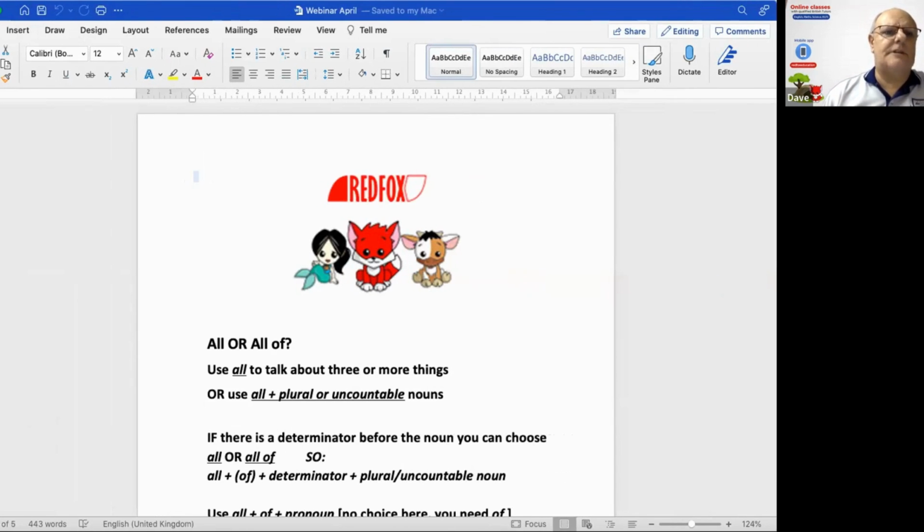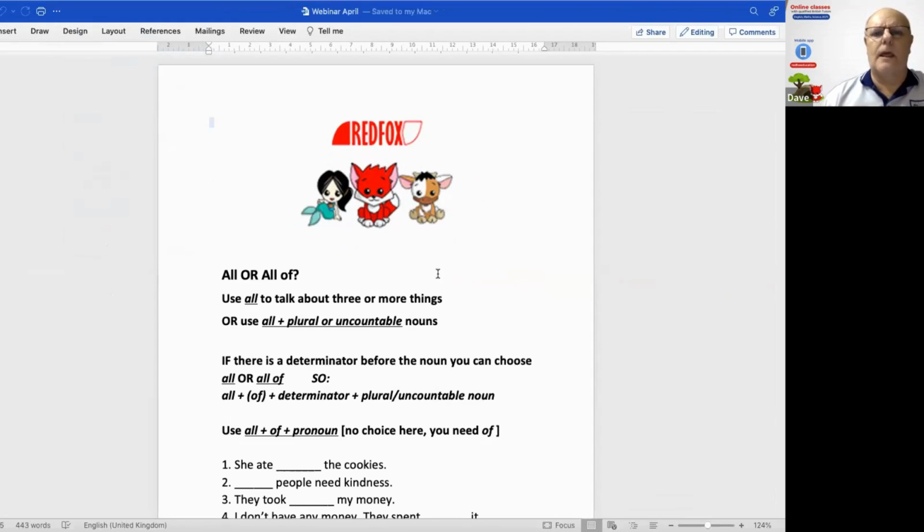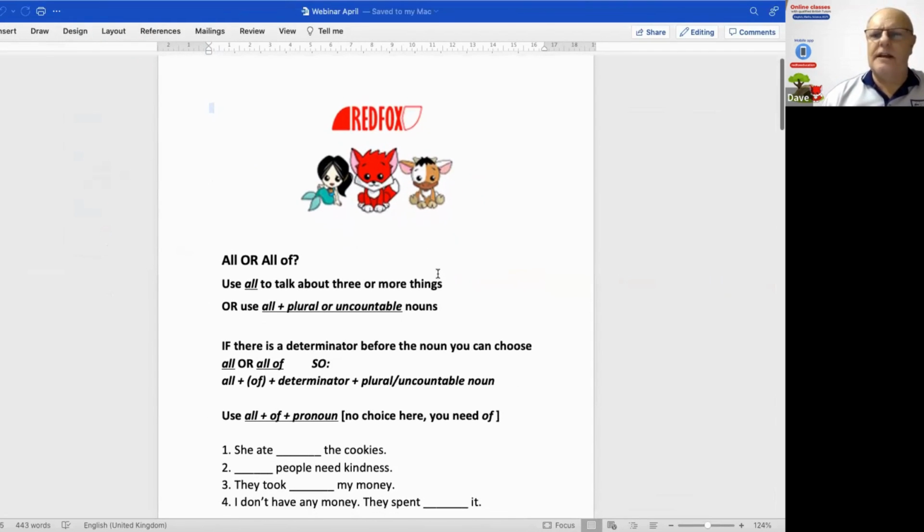We're going to start with a particular point. Now, the first one we've got is all or all of. So this can be quite a confusing point. So when would we say all, or when would we say all of something? Well, the answer is this. We use all, as it says here, when we are talking about 3 or more things. And also, sometimes they're the same, but sometimes where we've got all and we're using that with a plural or uncountable noun, if that follows.